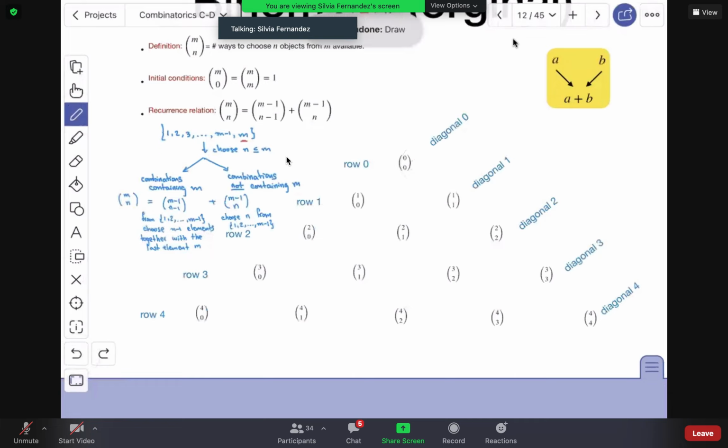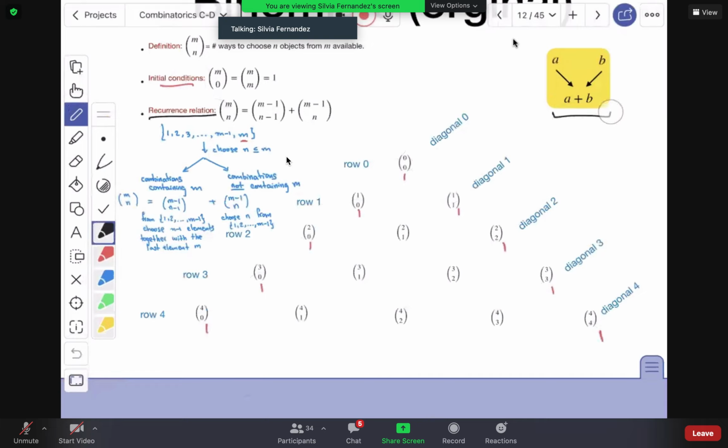I'm just going to write it below, right? Because of the initial condition, all of these are ones. That's just the initial condition. And because of the recurrence relation, you obtain, so your recurrence relation is this formula, this rule over here. And so that means that here you just add 1 plus 1 is 2, 1 plus 2 is 3, 2 plus 1 is 3, 3 plus 1 is 4, and so on, right?